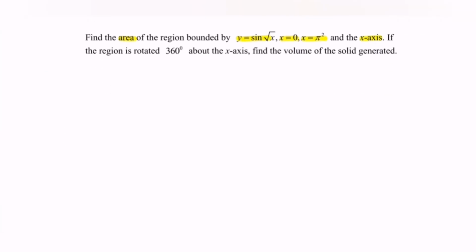Now focus on the second part, find the volume. As we all know, the formula for volume is V equals pi integrate sine of the square root of x, squared, with respect to x, because it's rotated about the x-axis, with the limits from 0 to pi squared. So here we have the formula for volume.